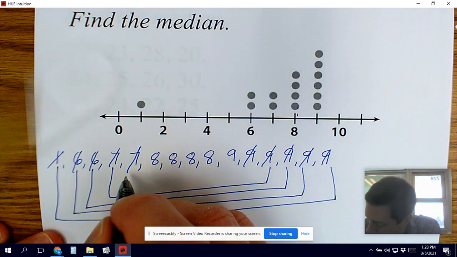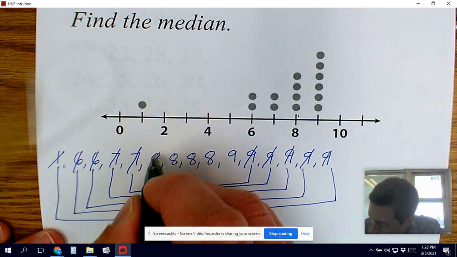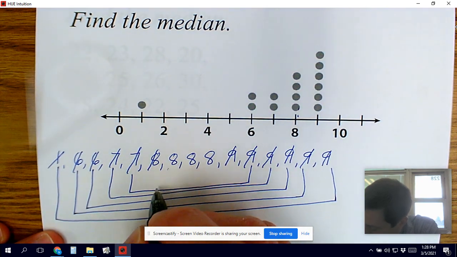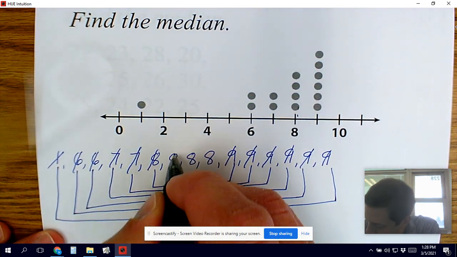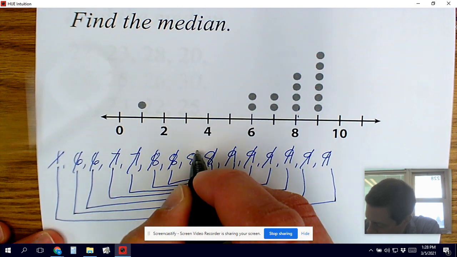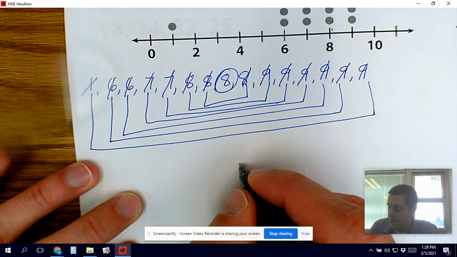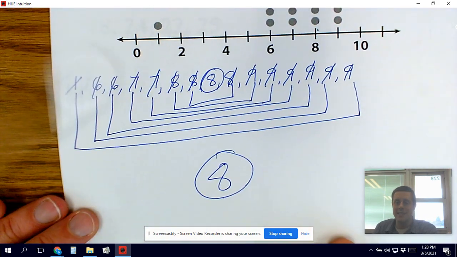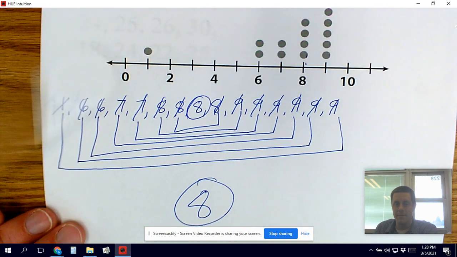Next, a 7 and a 9 together. 8 and a 9 together. 2 8s, and we are left with 1 8 in the middle. So the median of this data set is 8.